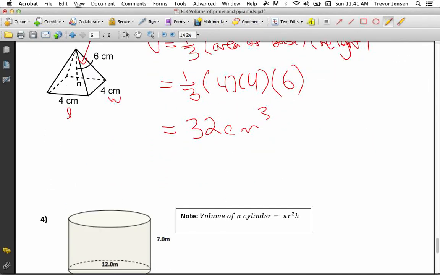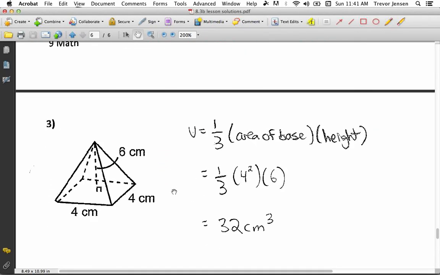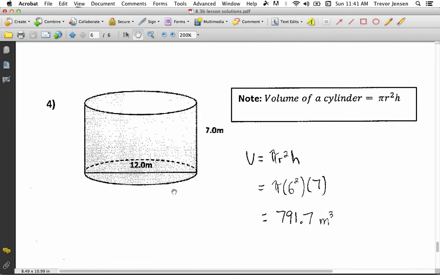I did number 3 with you. We got 32 centimeters cubed. Okay, number 4.